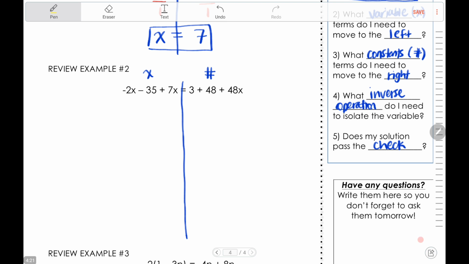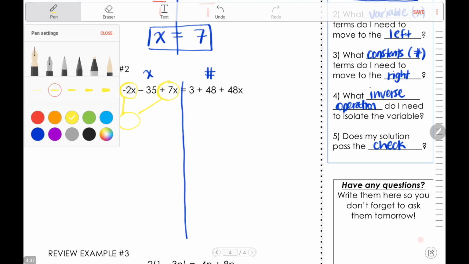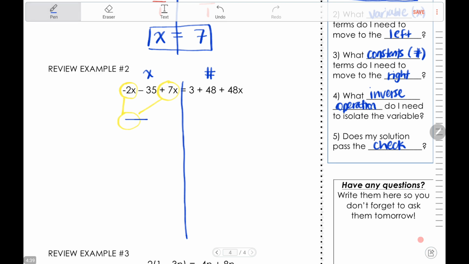It looks like there's a lot of terms here. I can make this easier. I can combine negative 2x and positive 7x. We can only combine like terms on the same side. When I combine these two, negative 2x and 7x, that gets me 5x. And I still didn't work with the negative 35, so I'm going to bring that down. So right now I have 5x minus 35.